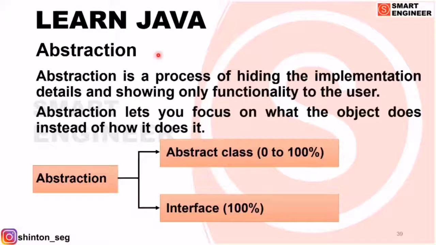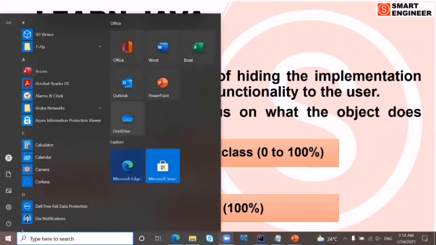In the previous video, we discussed what abstraction is, and we also discussed what an abstract class is. For achieving abstraction in Java, we can use either an abstract class or an interface. If you are using an abstract class, then partial abstraction is possible. For 100% abstraction, you need to use an interface. So let us learn about interface in this video.